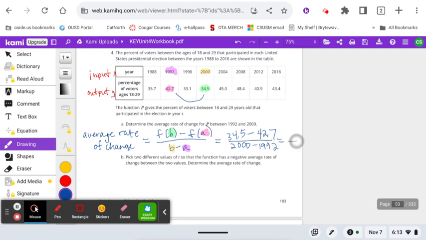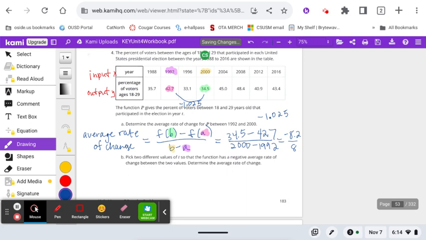So take a minute to grab your calculator and do 34.5 minus 42.7. Negative 8.2 divided by 8 gives me an average rate of change of negative 1.025. So that means right here, over this interval, we see a drop.